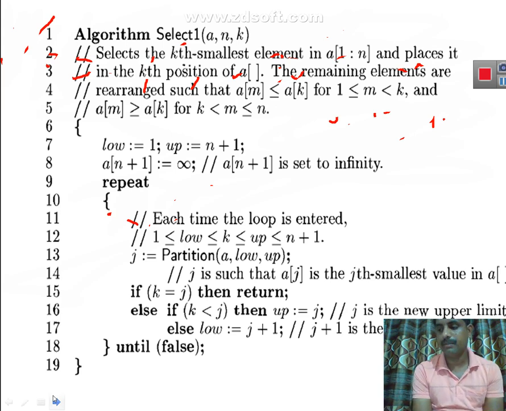For the selection sort, we compare two elements of the array and swap if necessary. If the first element is greater than the second element, then we need to swap the elements, using the algorithm: low equal to 1 and up equal to n plus 1, then a of n plus 1 equal to infinity, then j equal to Partition of a, low, up. If k equal to j then return, else if k less than j then up equal to j, else low equal to j plus 1. Likewise we have to implement the selection sort algorithm.